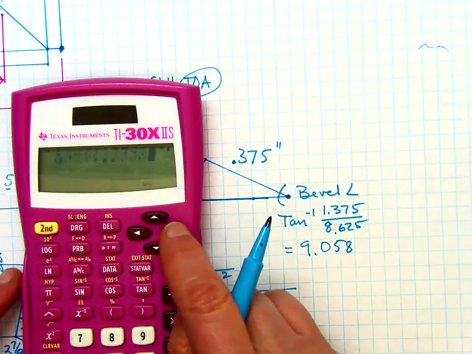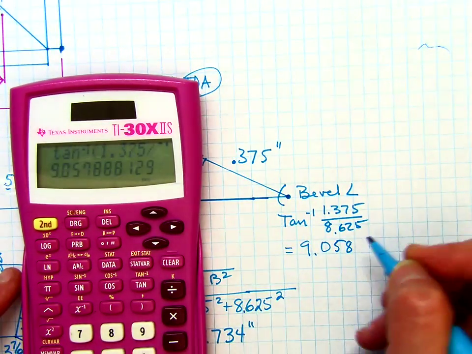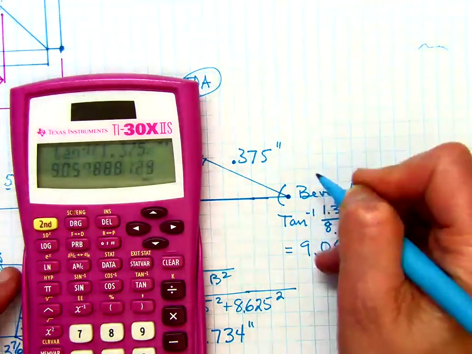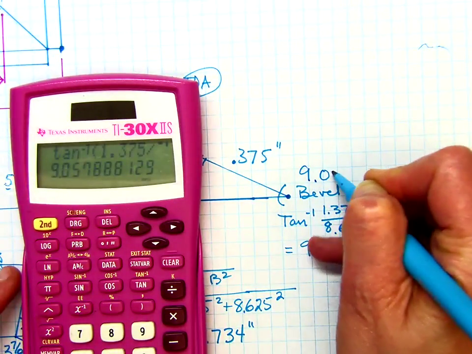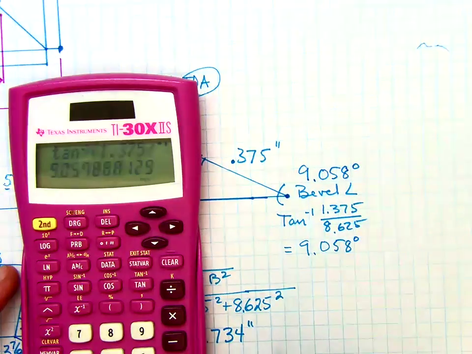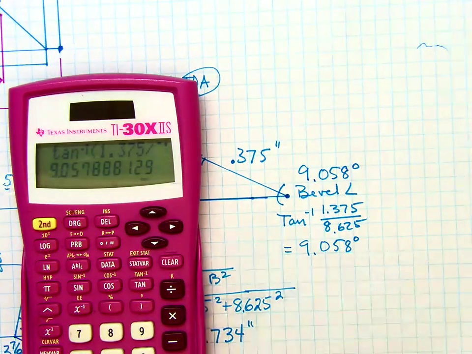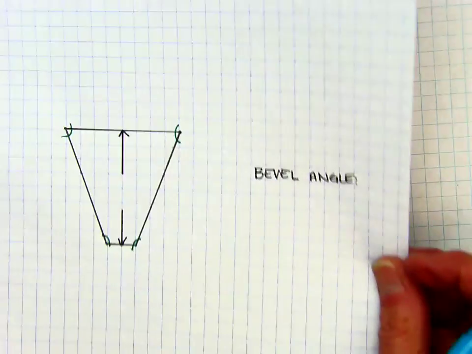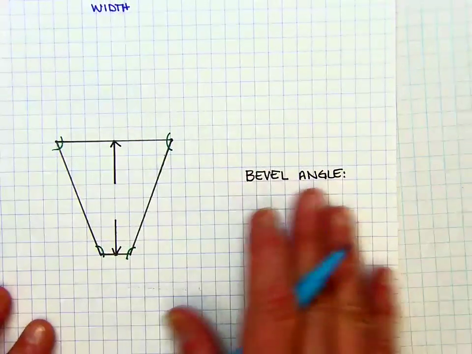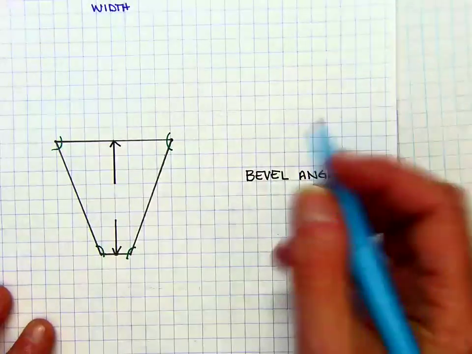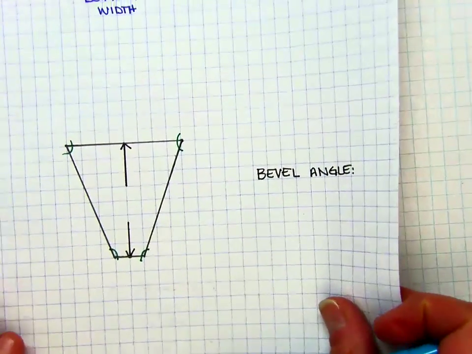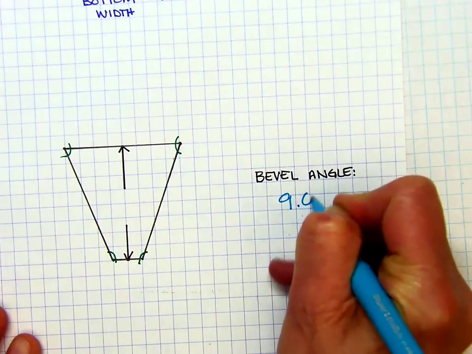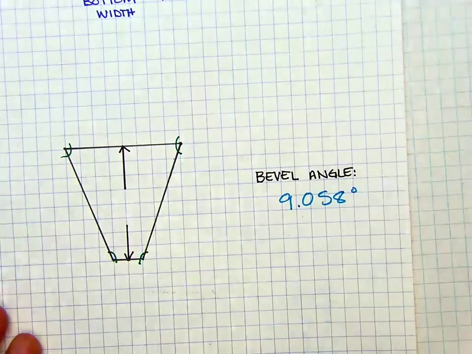Make sure I inputted that correctly. Looks like I did. That's going to be in degrees. So my bevel is 9.058 degrees. Okay? Now, one of the things that we wanted to figure out, if I come back here, is the bevel. So off where you have your side and this, go ahead and write that in. What did we get? 9.058. Okay? So we don't want to forget about that.